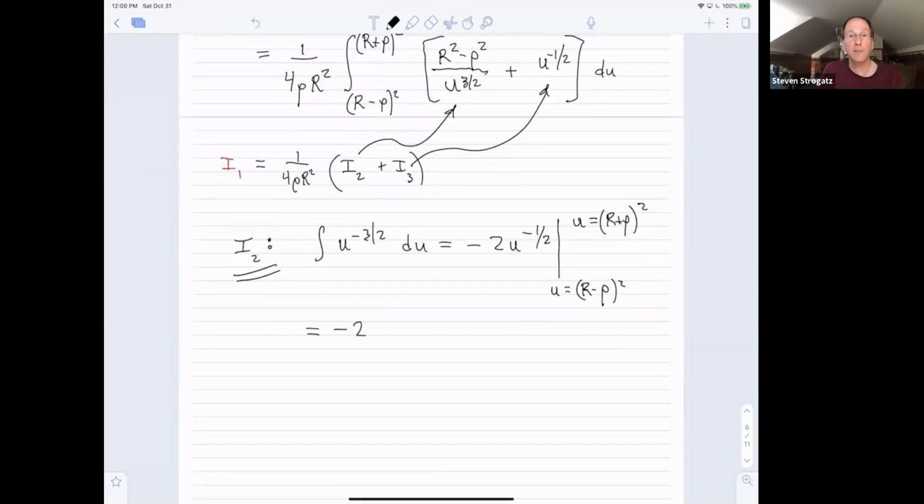Notice how convenient it is. I'm taking a half power of something squared. So, right, I'm taking a square root of a square. So it's as beautiful as can be. This is giving minus 2 times, when I take the negative half power of r plus rho squared, I get r plus rho to the minus 1. And then the lower limit gives me minus r minus rho to the minus 1.